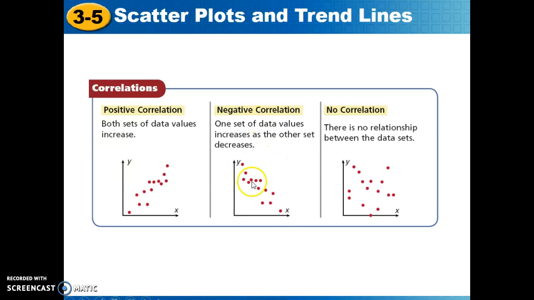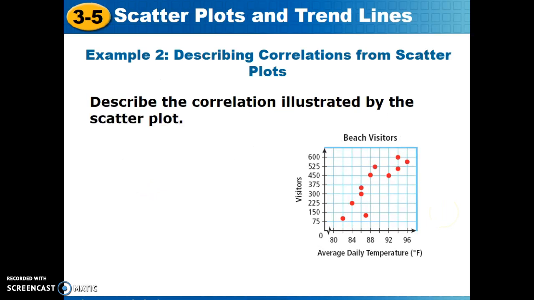And we can see clearly that we could draw a line through this, a line that would describe what the data was doing. In the third instance, we see that we have no pattern. We have data all over the place, and we say that there's no correlation. Describing correlations from scatter plots is just that simple.